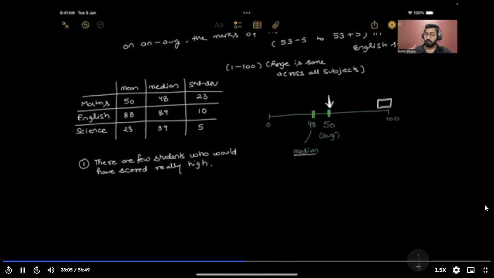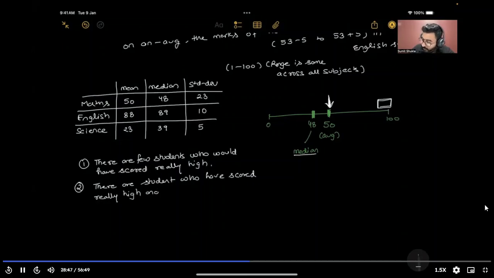Now, let's look at the standard deviation, 23. Since the standard deviation is 23, that basically means on an average, the students would have scored between 50 minus 23 and 50 plus 23. So there is a great dispersion, a great scatteredness or spread of the marks around the mean. So there are students who have scored really high and really low, because the standard deviation being 23 is a higher number when compared with 10 and 5.